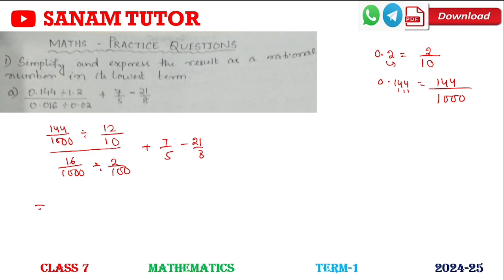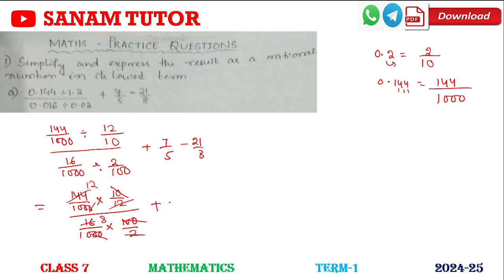Any issue? Now we solve 144 divided by 1000. When we convert division into multiplication, the second rational number becomes its reciprocal, that is 1000 by 12. Similarly, we write 16 by 1000 into 100 by 2. Yes or no? Now the tens cancel; 12 times 12 is 144, or simply you can cancel by 6 or 2. So 12 times 12 is 144, and the zeros cancel, 2 times 8 is 16.